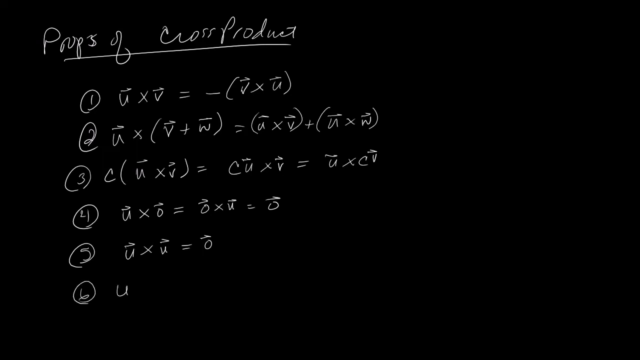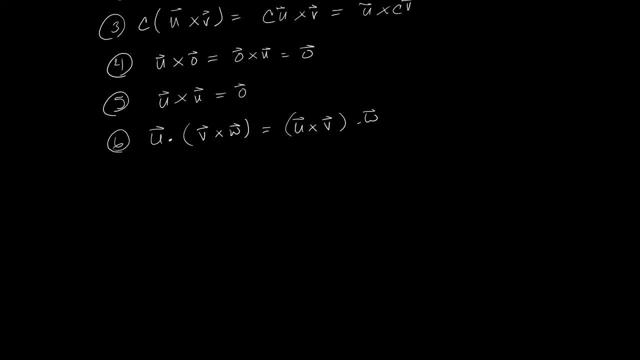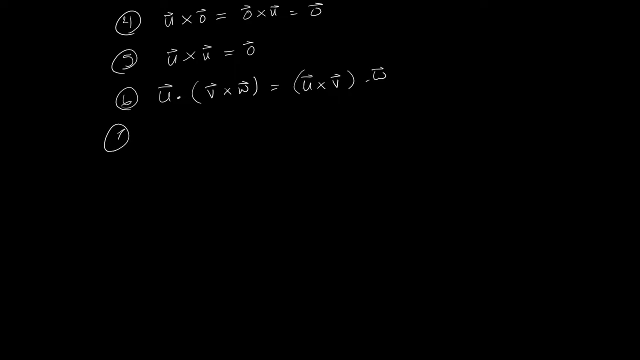And if we take the dot product, u dotted with the cross product v cross w, that is going to be equal to the same thing as u cross v dotted with w, okay? And that's actually called the triple scalar product. So we're going to talk a little bit more about that in a few minutes. Okay, number 7. U crossed with v is orthogonal to both u and v. Okay, so we already talked about that.